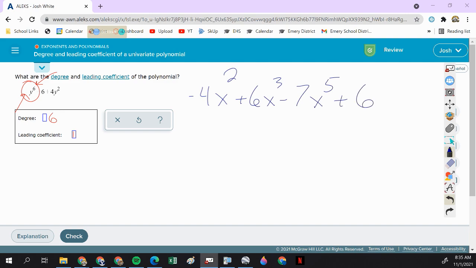What would the degree of that polynomial be? 5. And what is the leading coefficient? -7. So that's a piece of cake. All right. That is it for 3.1.